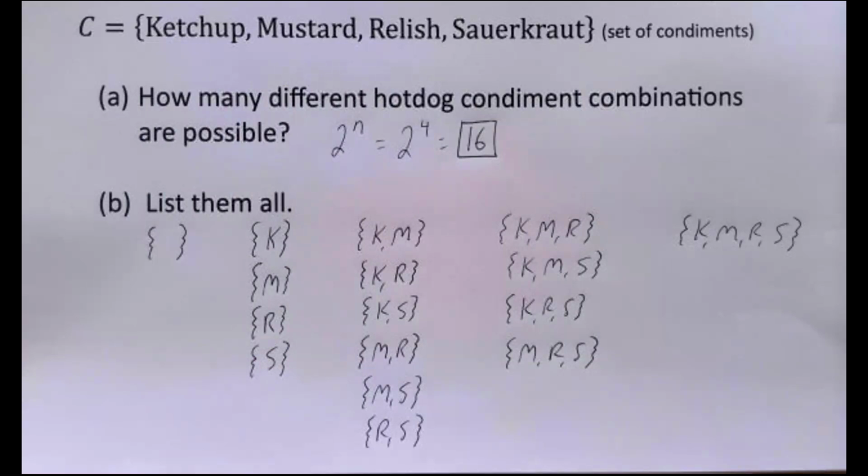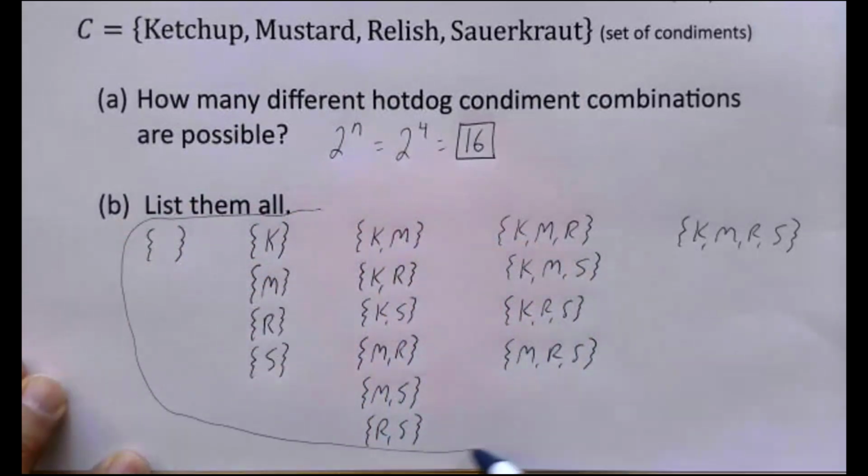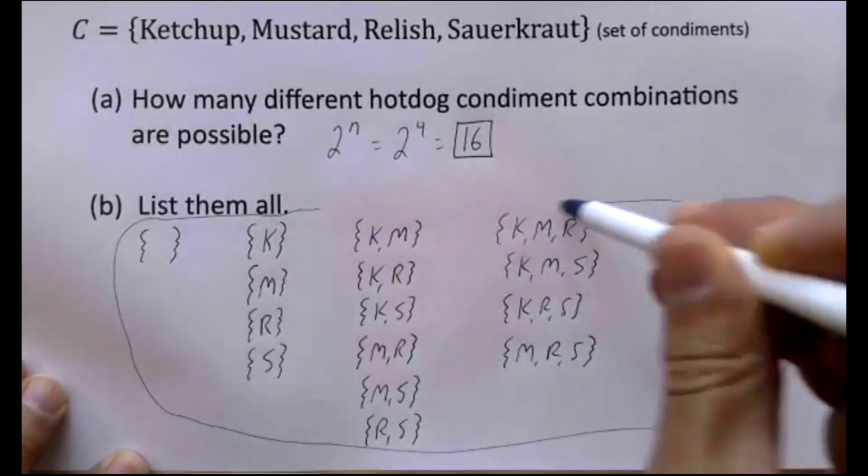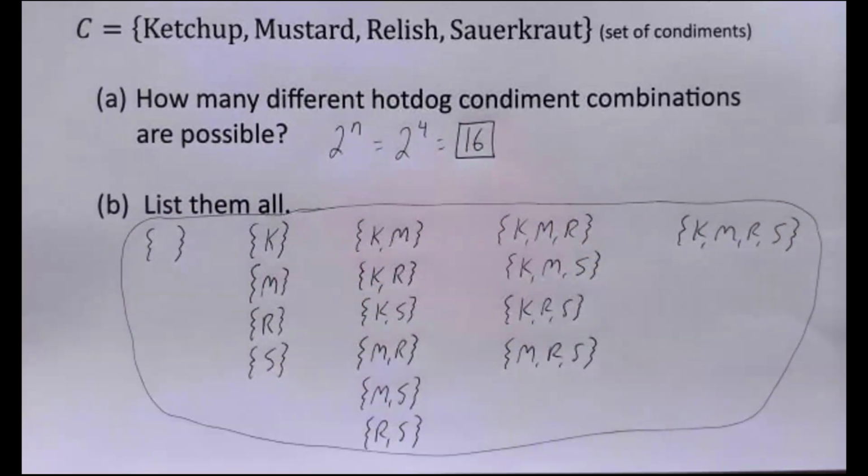But that is a different type of hot dog you could order. That's one of the 16 that we could order. Now we have all 16. This is my answer. Those are all 16 different types of hot dogs we could order at this restaurant.